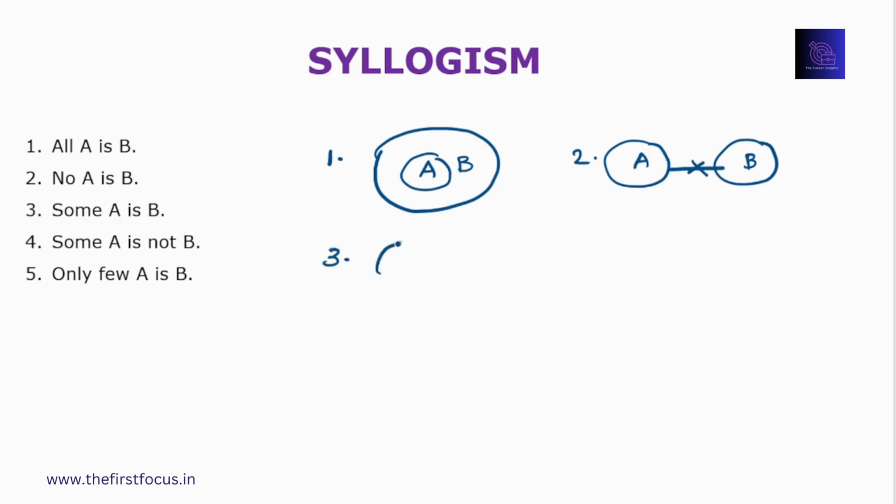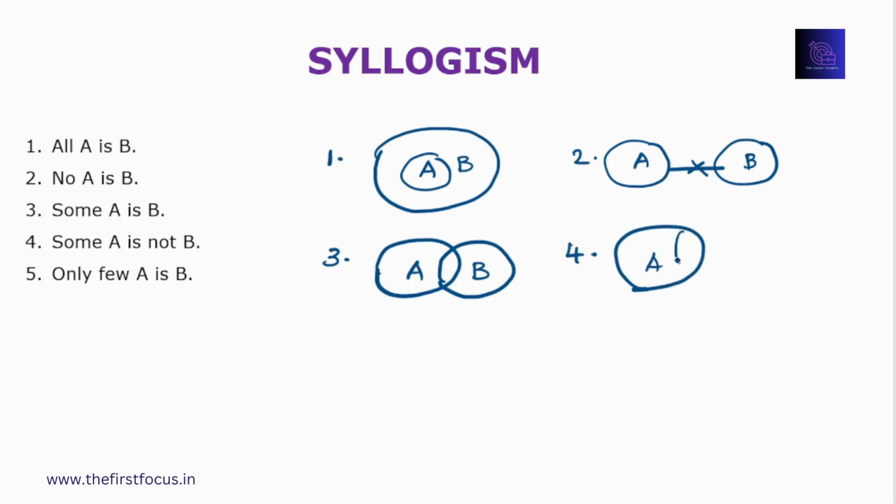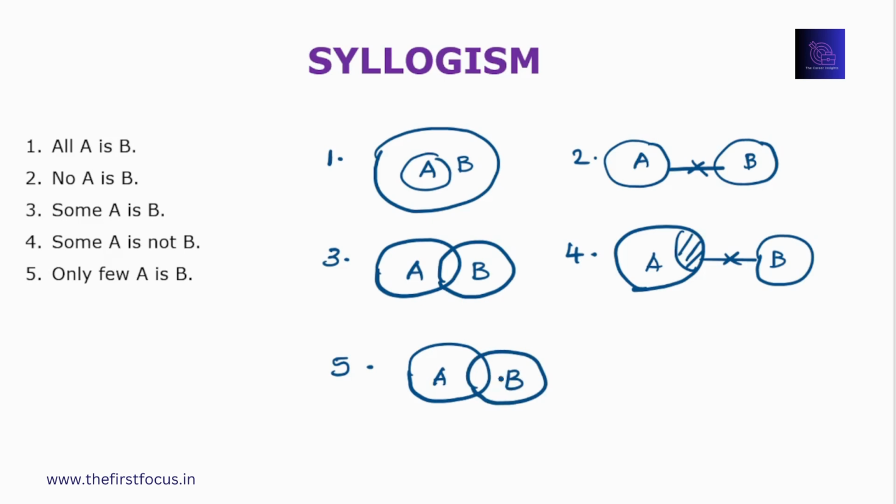Then some A is B. This is A and some part of A is B. Then some A is not B. This is A and some part of A is not in condition with B. Only few A is B. This means the combination of some and some not. A, some A is B and some part is not in condition with B.